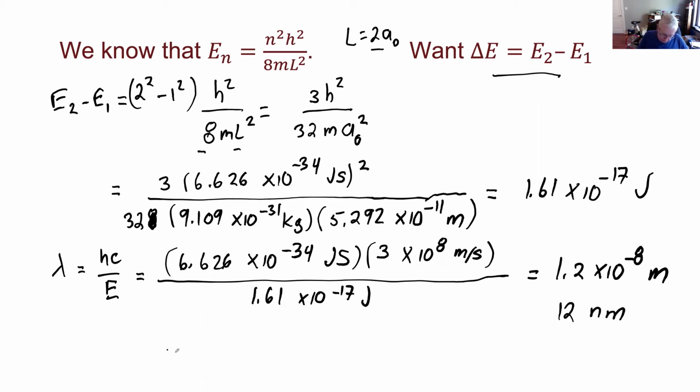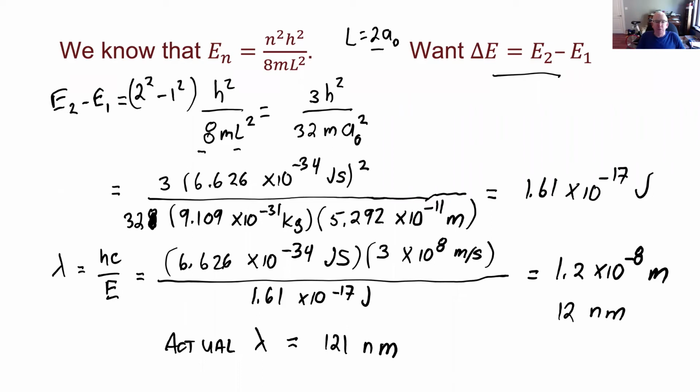The actual transition, I can tell you, the actual wavelength for this is about 121 nanometers. So what does that tell us? That tells us that our box model didn't work very well for this, right? And really, we took the one-dimensional box and applied it to something roughly the size of our three-dimensional atoms.